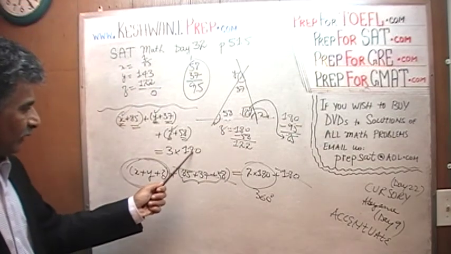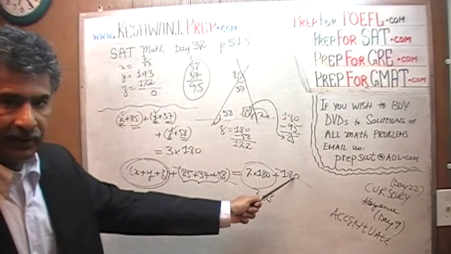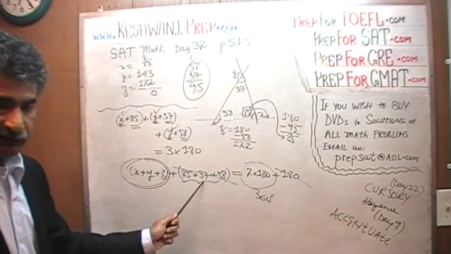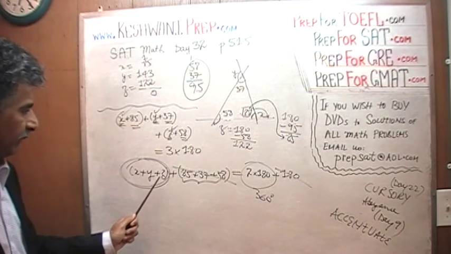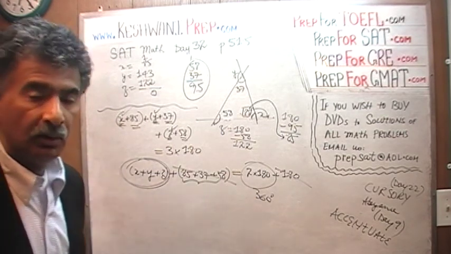And this 3 times 180, we wrote that as 2 times 180 plus 180. So this 180 and this 180 cancel out, and we found out that x plus y plus z is simply 2 times 180, or 360.